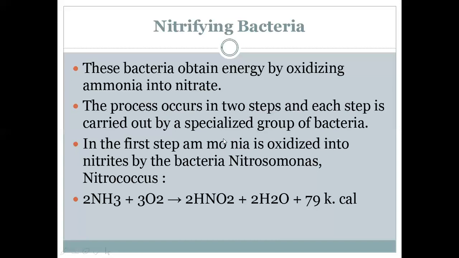In the first step, ammonia is converted into nitrite. The organisms involved here are Nitrosomonas and Nitrococcus. And this is the equation: ammonia plus oxygen gives rise to nitrite, and some energy is released.